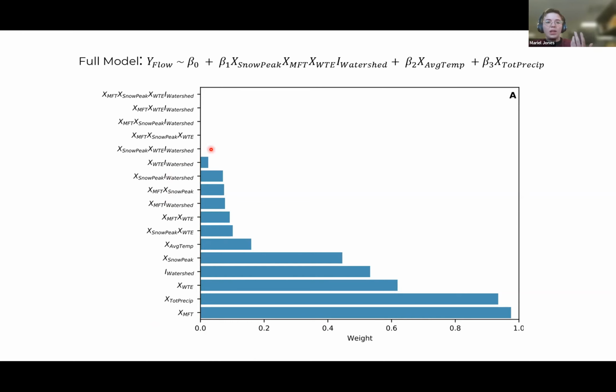The super complicated interaction terms that don't have any physical meaning in the watershed aren't very important. Their weights are really small. But the individual terms are very important in dictating the amount of stream flow out of our catchment. And what's most surprising here is this one at the bottom, which MFT stands for mean frost thickness. So this is frost, which is coming out as the most important variable.